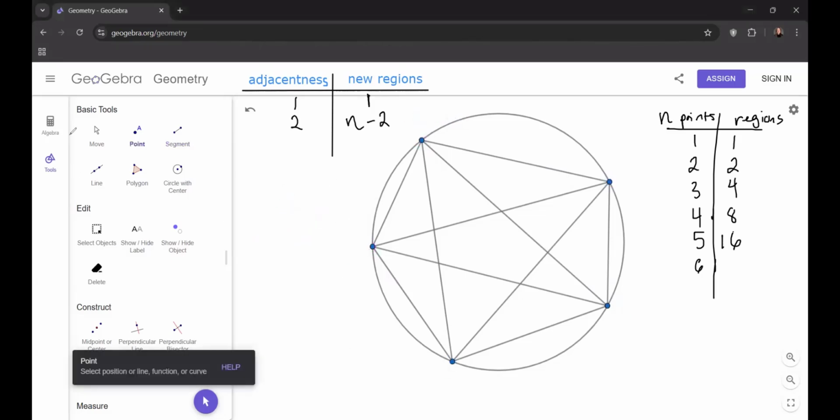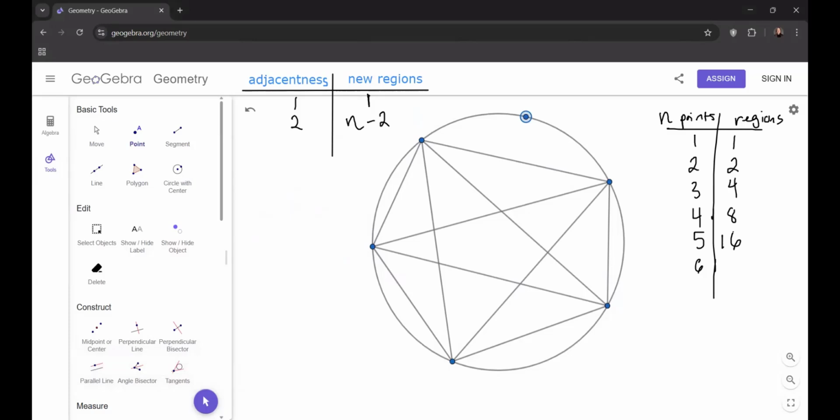So I'll go ahead and add a point here. And now I want to talk a little bit real fast about where we're placing our points and the fact that this problem is asking us for the maximum number of regions. So if I have a point out here, there's this triangle region that we can see. But if I move my point here, that region goes away. So it's important that we are defining this problem with the maximum number of regions. So we're going to place our point so that this doesn't occur.